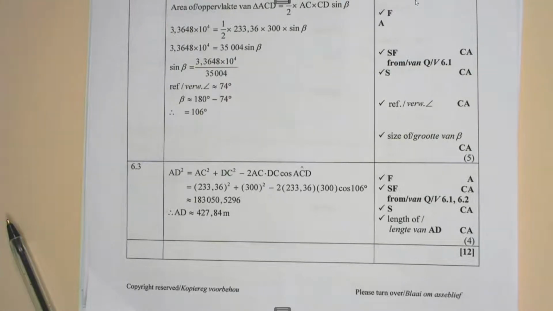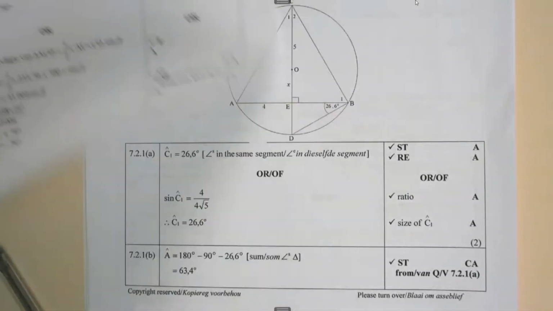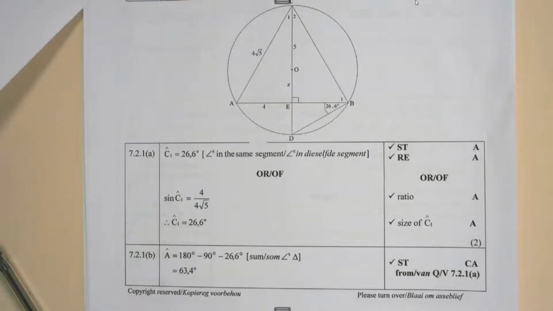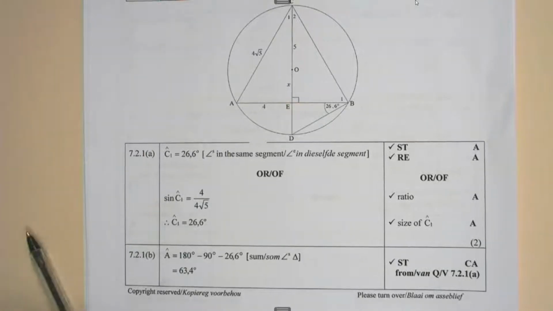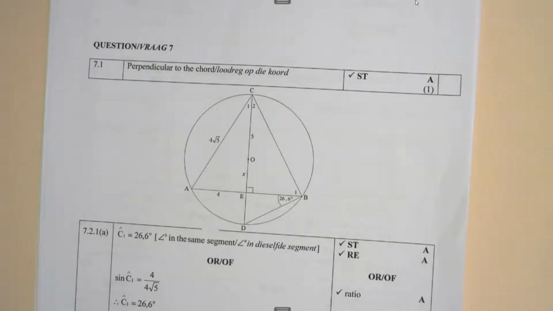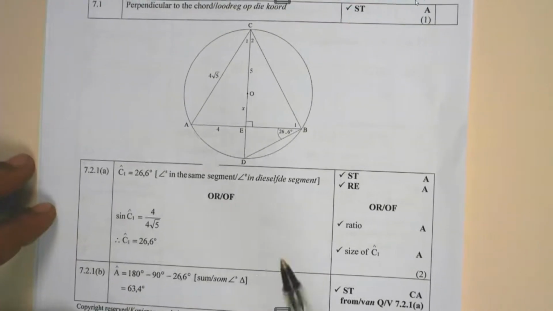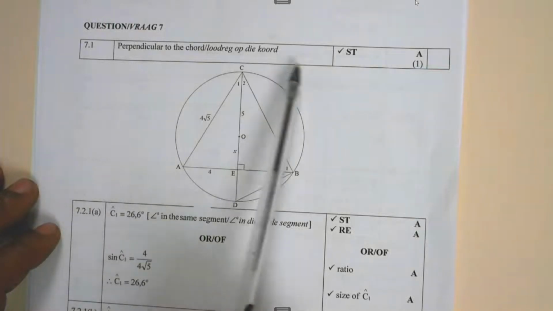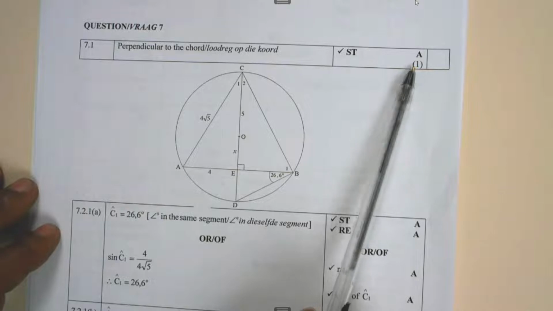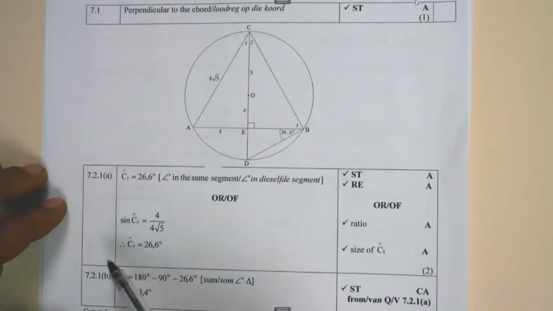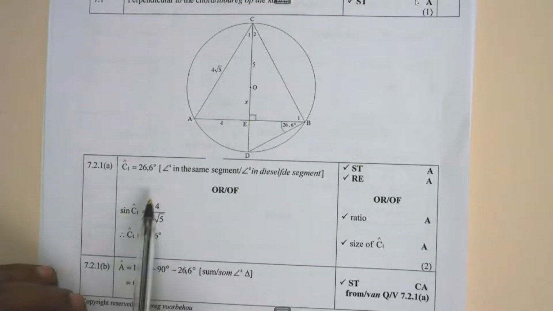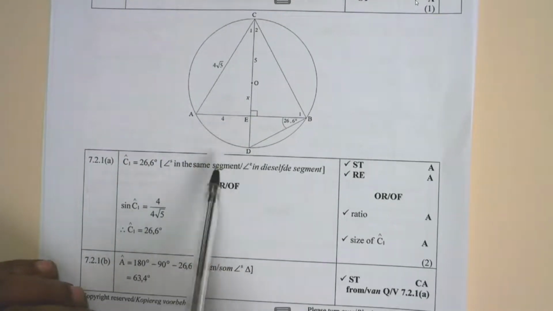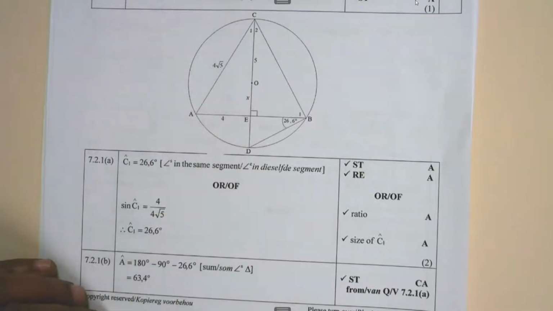Colleagues, we move on to question 7. This is Euclidean geometry, where learners have to complete the statement. Now, 1 mark for statement and accuracy, because this is from the theorem statement. When you look at 7.2.1, learners are requested to find angle C1, this angle here.